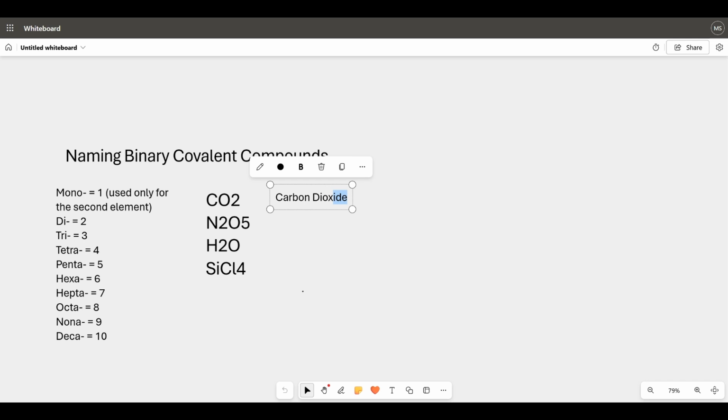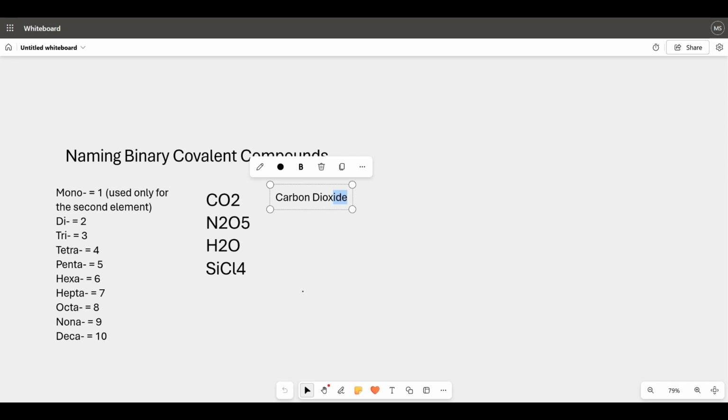Hey guys, so today we'll learn how to name binary covalent compounds. So what are binary covalent compounds to even begin with? Binary covalent compounds consist of two different non-metals. So binary corresponds to the two, and we know that covalent compounds are non-metals, and these non-metals are in fact sharing electrons. But let's just learn the process of naming all of these covalent compounds.